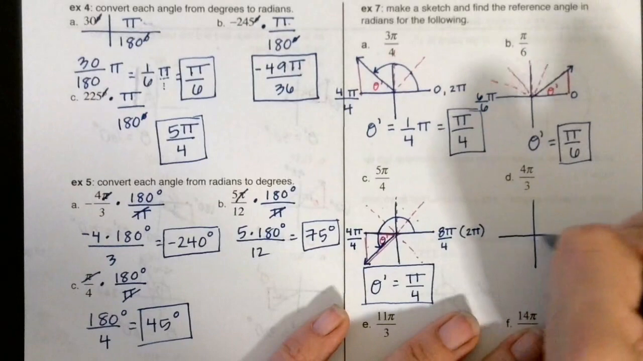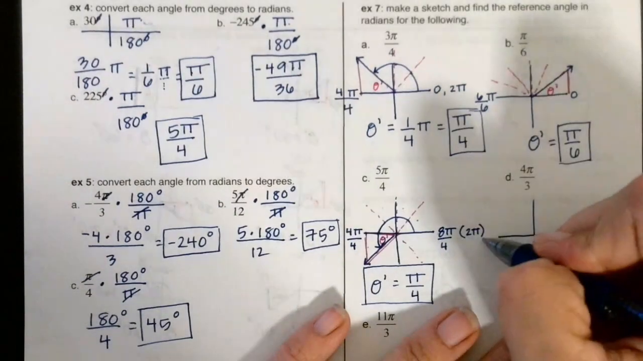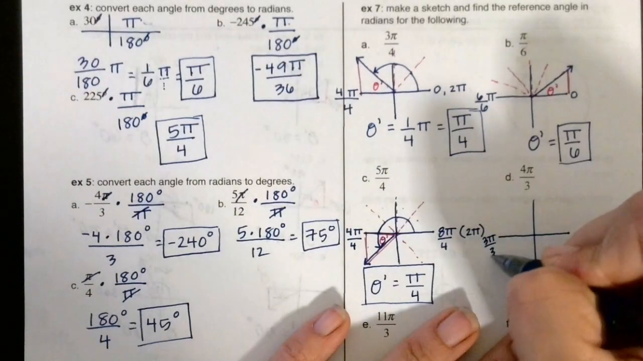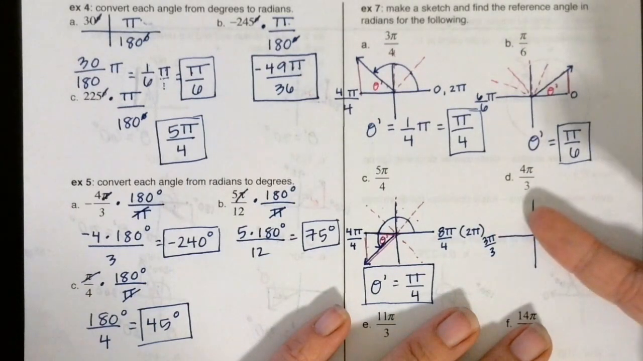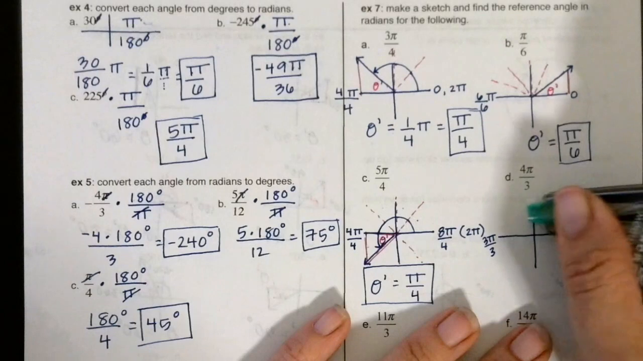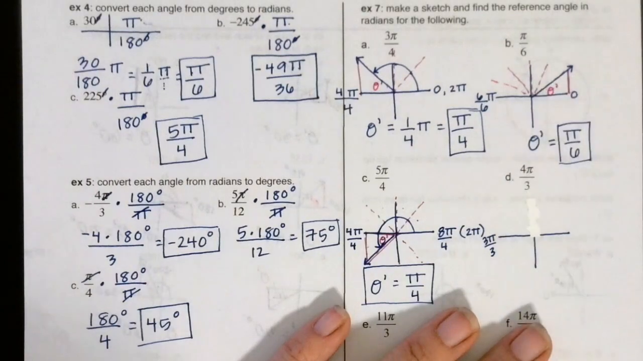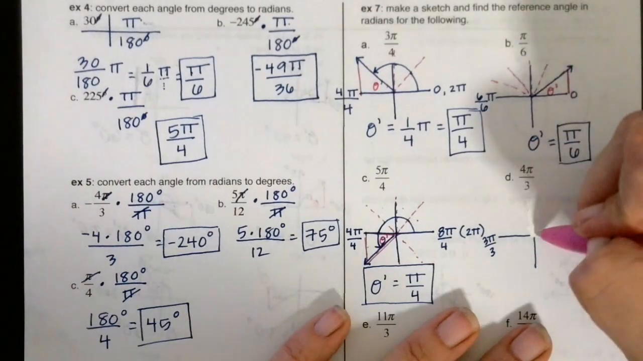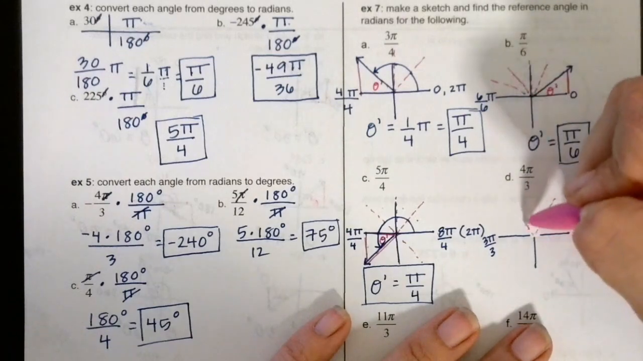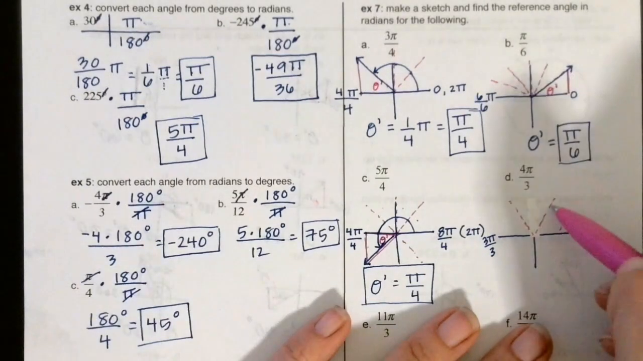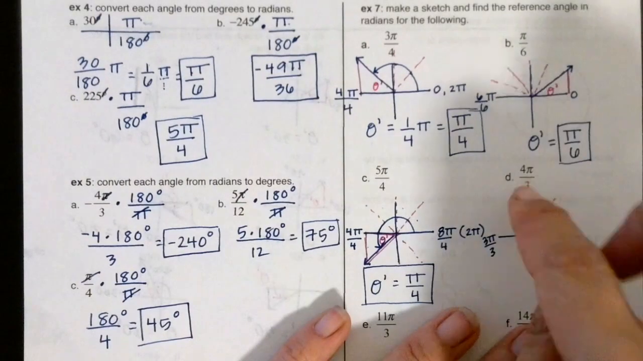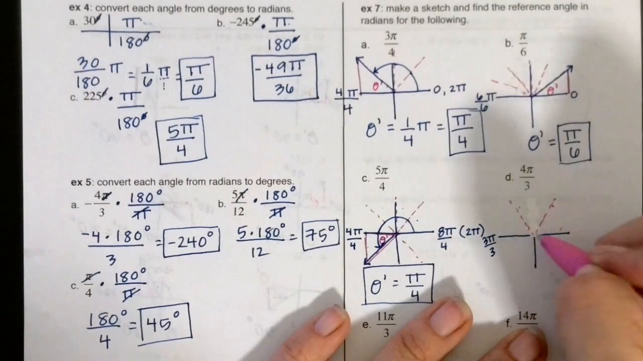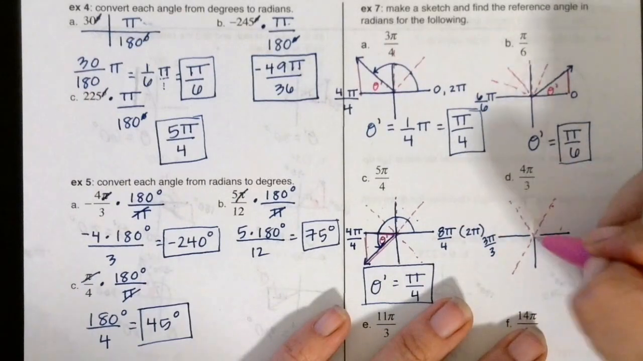4 pi over 3 says this should be 3 pi over 3. So it's kind of hard to divide it into 3 when you already have this here, so I'm going to temporarily erase this for you to show you 3 equal pieces. So there's 1 pizza slice, 2, 3. And then this says 4 pi out of 3, so I actually have to keep going.